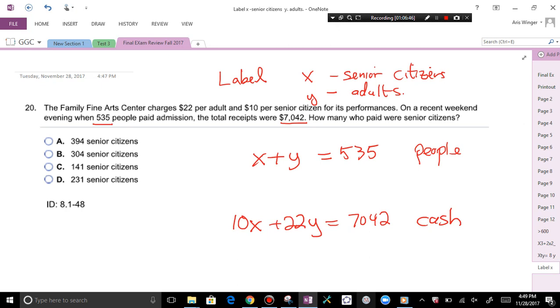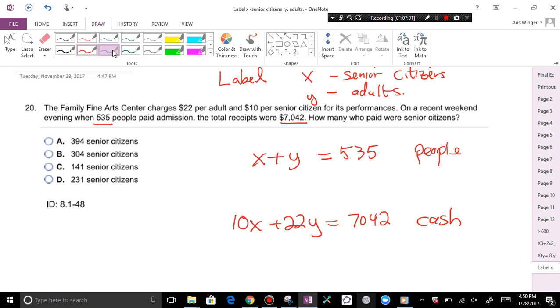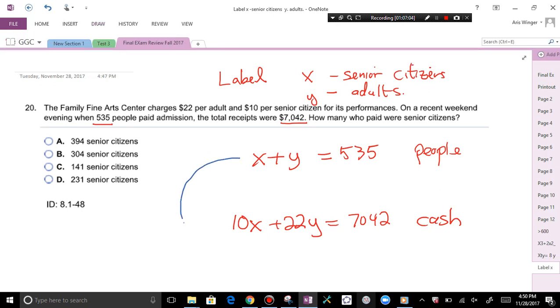So the elimination method says that it would be nice if we could just add these two equations and cancel out the letters, but that's hard to do. So what we'll do is we will eliminate the X and go back and get it. You get to multiply this by any number you want, and that number we're going to make -10. Right, so -10x minus 10y equals -5350.